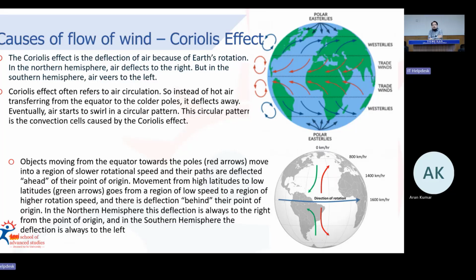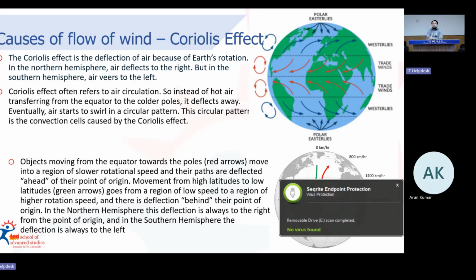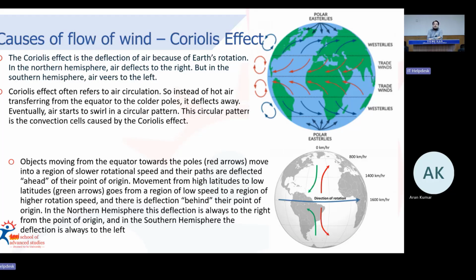And because of Earth's rotation, you can see in this figure that in the northern hemisphere, air deflects to the right, but in the southern hemisphere, air veers to the left. Now, if you look at the lower figure in which red and green arrows are marked, you can see that objects moving from the equator towards the pole, indicated by the red arrows, move into a region of slower rotational speed, and their paths are deflected ahead of their point of origin.